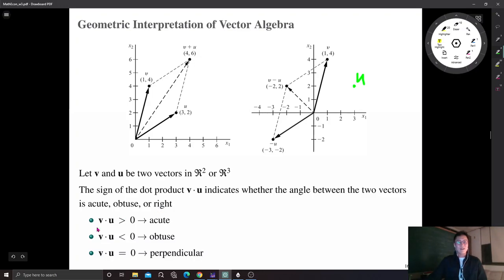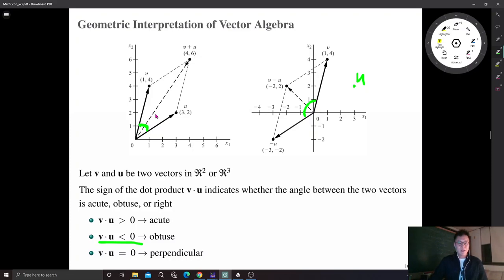If the dot product has a positive value like this, that means the angle between these two vectors, this angle, is smaller than 90 degrees. And if the dot product has a negative value like this, then the angle formed by these two vectors is obtuse, larger than 90 degrees.